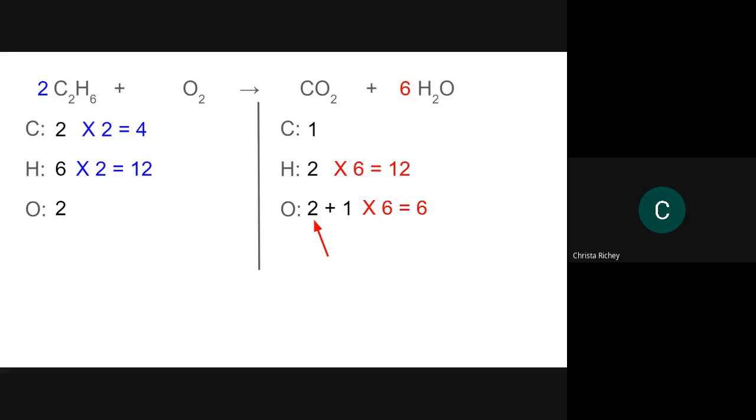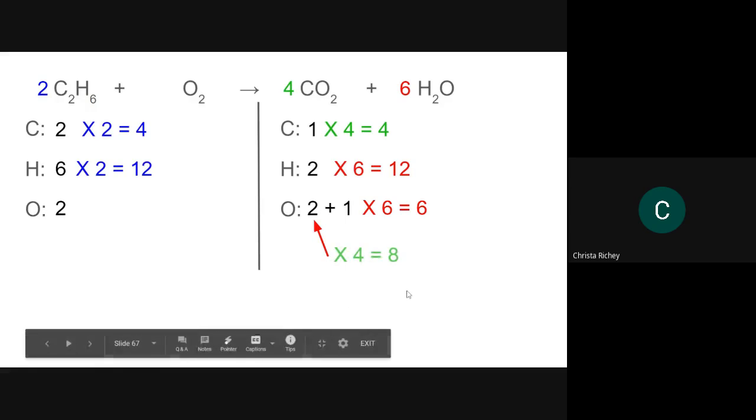Y'all, please use pencil. There is nothing wrong with going back and changing the coefficients if you have to. I know the shortcuts to be able to balance, and this happens to be one of them. So now I want them both to be 4. So 1 times 4 is 4. This multiplication number comes up. This multiplies the 2 oxygen. And 4 times 2 is 8.